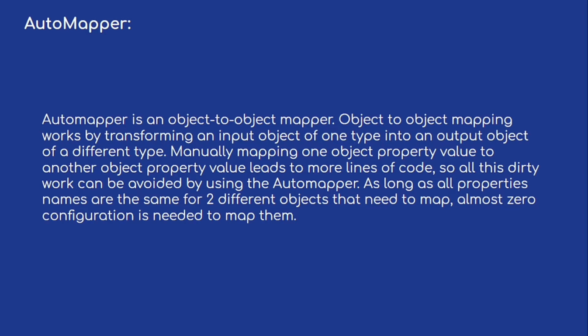As long as all property names are the same for the two different objects that need to be mapped, almost zero configuration is needed to map them. Like source and destination object: source means from which object we have to copy, destination means to which object. So if the properties of both source and destination match exactly, then there are no configuration settings that we have to do in AutoMapper. Or else we have to do some manual mapping. So that's about AutoMapper.